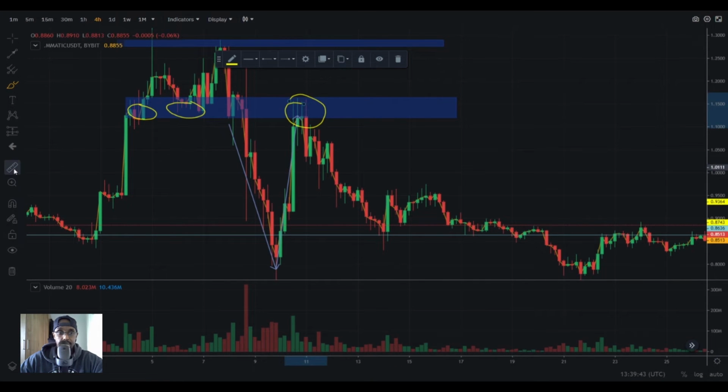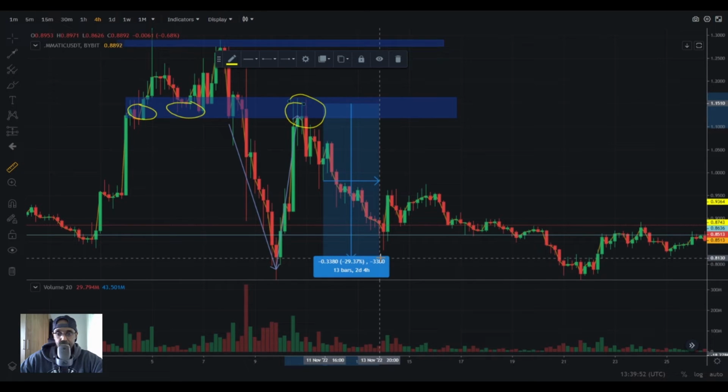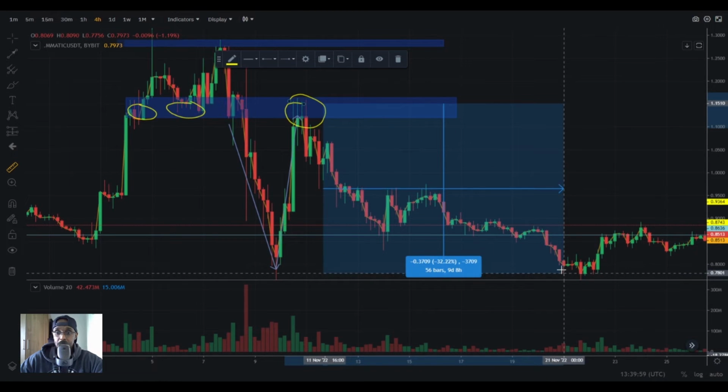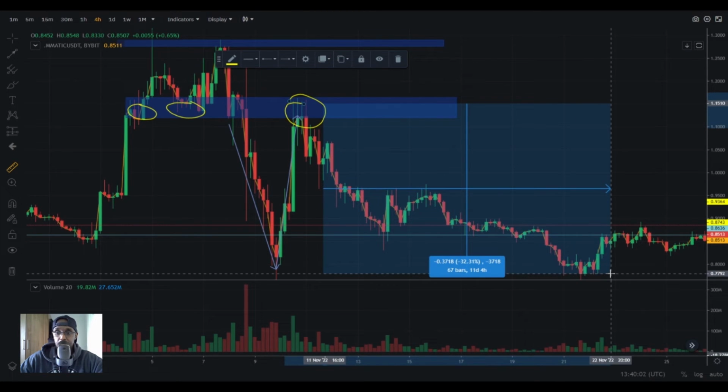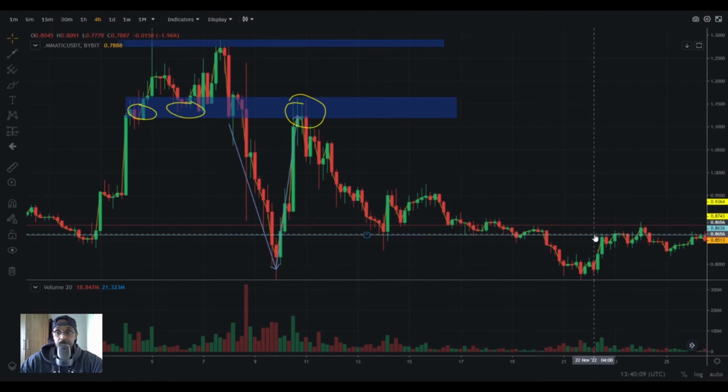Now, had you made this trade anywhere from here, let's say we measure from there, you could have easily made around 29% if you held on to the trade. But if you held on for longer, you could have easily made approximately 32, 33% in trade just by doing this. Now, you could find any other charts and do the same thing again. Now, this is obviously the Matic chart.